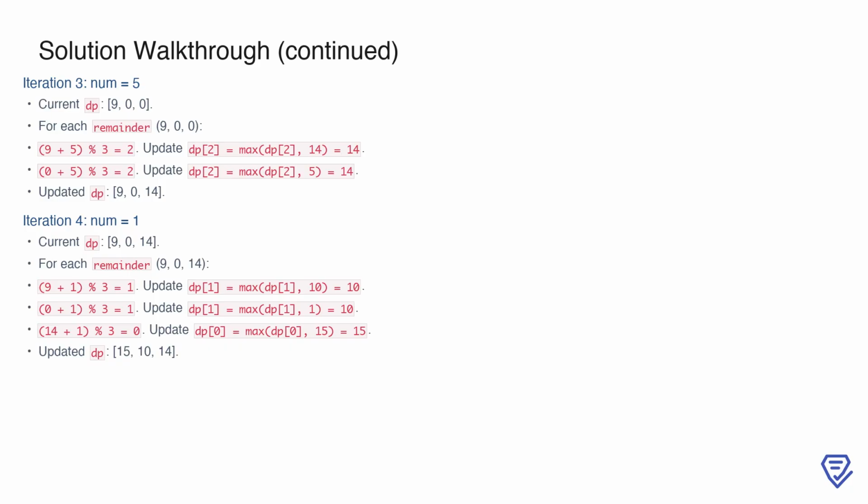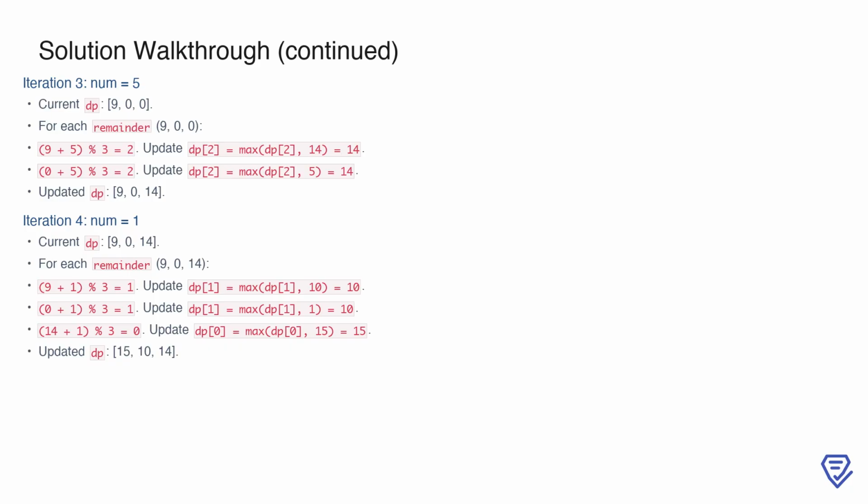Next, we process the number 5. The current dp is 9, 0, 0, and we calculate the new sums for each remainder. Adding 5 to the remainder 0 gives (9 + 5) % 3 equals 2, so we update dp[2] to the maximum of its current value or 14, resulting in dp[2] equals 14. Similarly, adding 5 to the remainder 0 again gives (0 + 5) % 3 equals 2, but since dp[2] is already 14, it remains unchanged. The updated dp becomes 9, 0, 14.